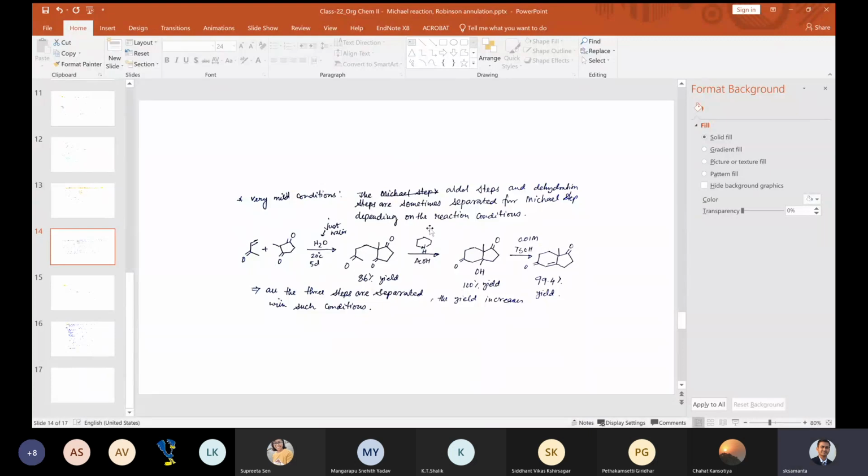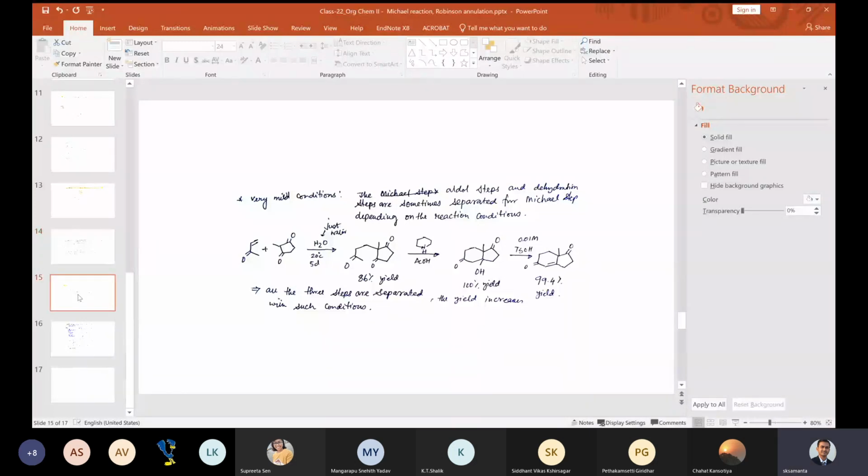Then if we take a mild base such as piperidine and acetic acid, it picks up this proton from here and gives this aldol product. Then the last step is done in very mild acid medium, paratoluene sulfonic acid, and then the dehydration would take place here, so that you get very high yield in all the reactions, in stepwise manner.